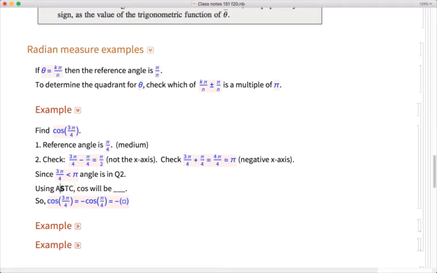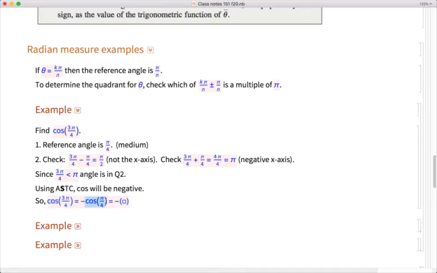Okay, so we're going to use our little memory tool. We're in quadrant 2 that says that the sine is positive, and it's the only one of the 3 functions that is positive, so the cosine will be negative.